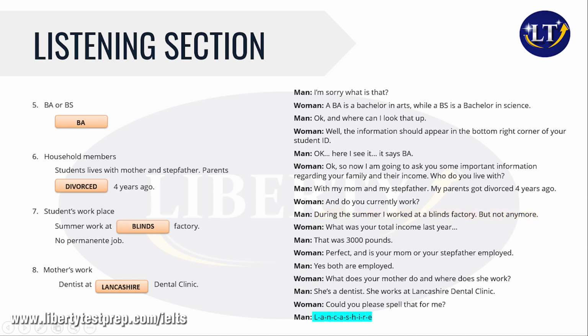Number 8, mother's work. The answer for number 8 is Lancashire. Okay, of course, at first when he says Lancashire, some people might write it without an A in the middle, right? But then he spells it because the woman asks him to spell it for her. And he goes on with the spelling, right? So again, as I've said before, something you have to practice a lot is writing down numbers, phone numbers, and the spelling of last names, places, addresses, etc. Because they will definitely come up in the first part of the IELTS listening section.